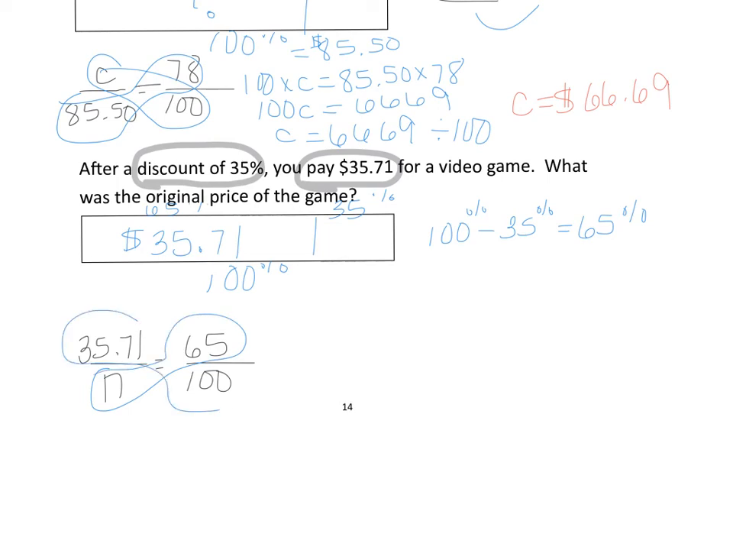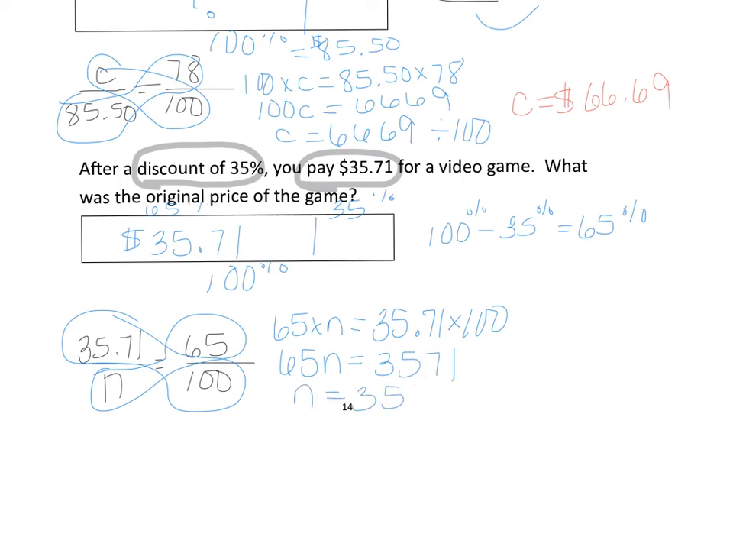Cross multiply as you normally do. And we get that n is going to equal 54, n is approximately 54.938 with a bunch of other stuff. We say the 8 makes the 3 go up. So we get that n is going to equal $54.94.